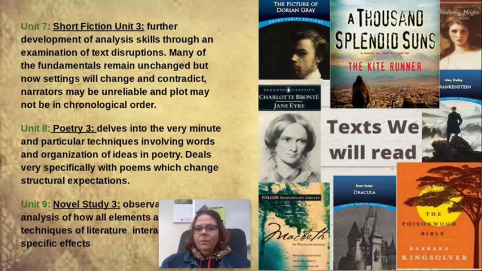The other novel that we've read so far this year is A Thousand Splendid Suns by Khaled Hosseini, the author of The Kite Runner. I think many of the students enjoyed the novel. It was a very difficult, emotionally difficult novel to read, but they seem to get a lot out of the book. I don't know that we're going to get to The Poisonwood Bible this year. It is a longer text and we have limited time.